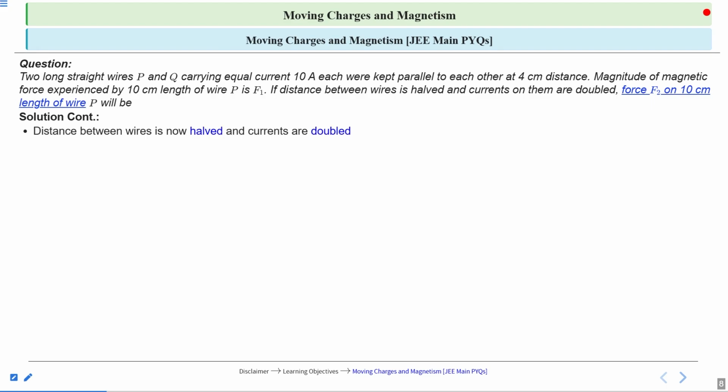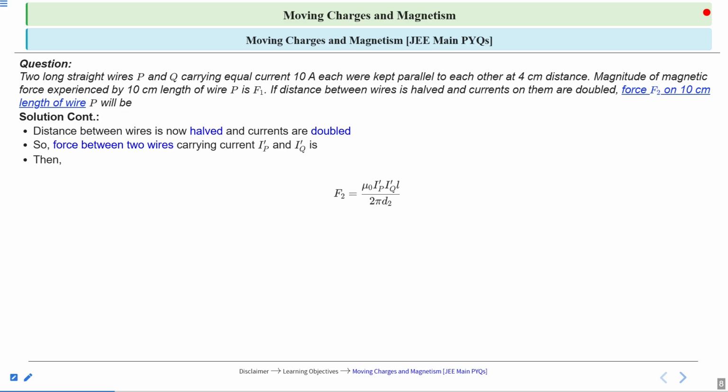Now the distance between the wires is halved and the currents are doubled. So the force between the two wires carrying currents IP dash and IQ dash is F2 equal to mu naught IP dash IQ dash upon 2 pi D2, multiplied by L. Now we have to derive the relation between F1 and F2. What are the common things in F1 and F2? Mu naught, L, 2 pi.